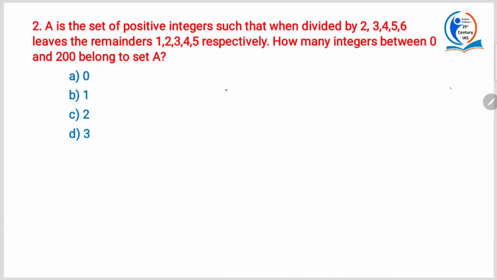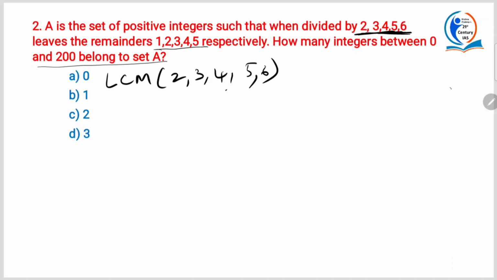Next question. A is the set of positive integers such that when divided by 2, 3, 4, 5, 6 leaves remainders 1, 2, 3, 4, 5 respectively. How many integers between 0 and 200 belong to set A? Here you have to understand one thing. 2, 3, 4, 5, 6 will become the divisors. Okay. So first let's find out the number that is exactly divisible by all these numbers, and the lowest of those numbers will be the LCM. LCM of 2, 3, 4, 5, 6 will be divisible by all these numbers.